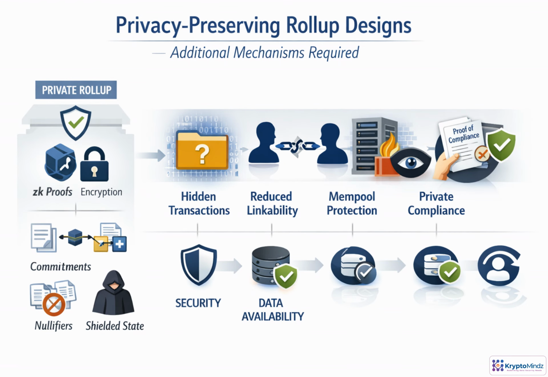Building a private rollup requires more than valid state transitions. The system must hide transaction details, break obvious links between users and actions, protect pending transactions before inclusion, and support selective compliance proofs. That usually combines ZK proofs with encryption, commitments, nullifiers, and shielded state. Each layer reduces disclosure, but adds cost and complexity. A strong design preserves privacy without weakening security, data availability, or fund recovery.